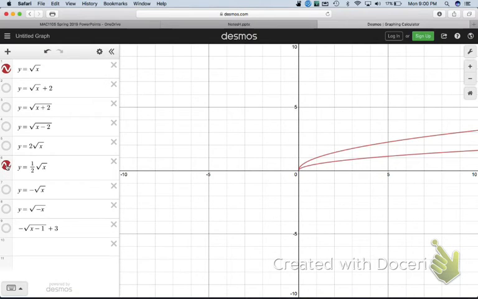Use those reference points again. Both of these are in red. This one that I'm highlighting for you is my original parent function. 0, 0 stays 0, 0. That 4, 2 though, if I compress it, notice it's now at 4, 1. Half of 2 is 1. It compresses it by a factor of 2.